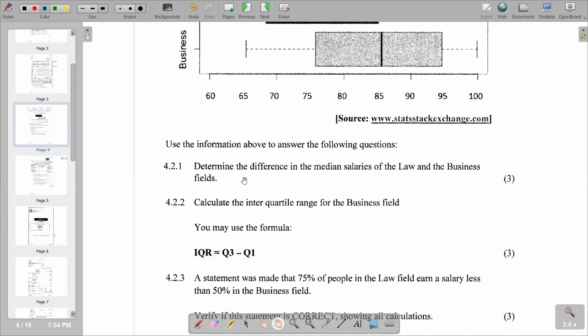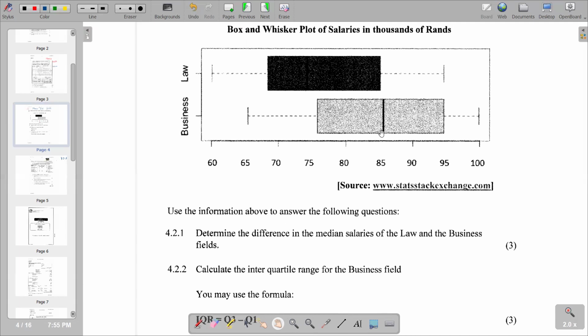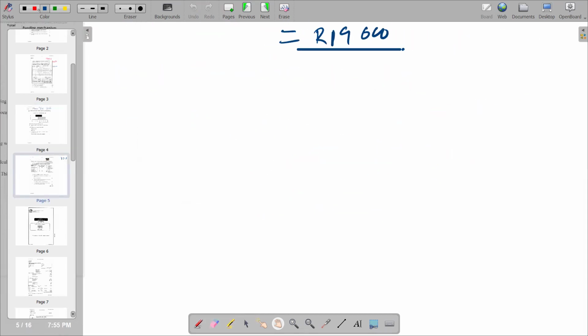So if you come here, we see that where we have the 50% of the business field, which is 85, that's where we are having the 75 mark for the law. So basically, we can represent it in the form of the values on the horizontal axis that we are given. That is here, where we have got our values. So basically, we are saying on the answer section, we are going to present it in such a way that we say this is now our 4.2.3, whereby we are saying Q3 of law.